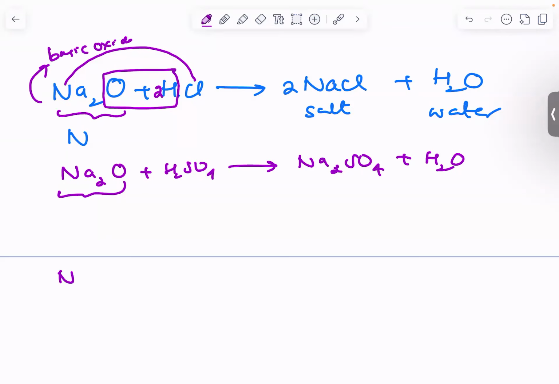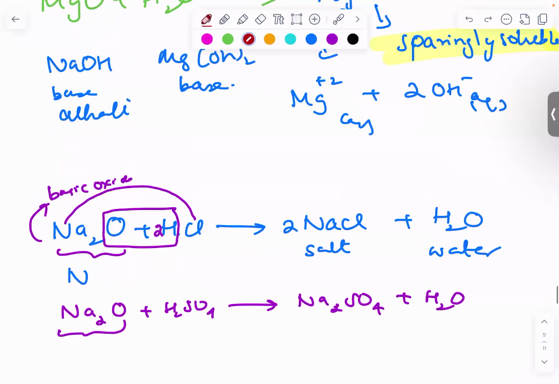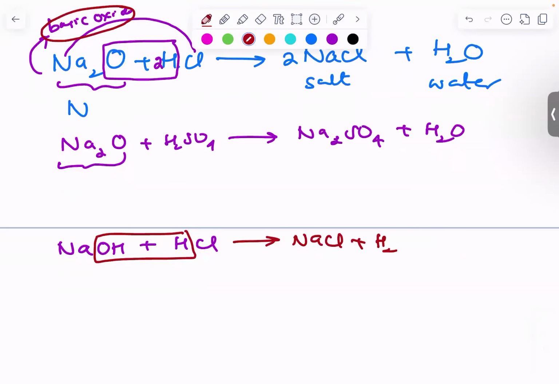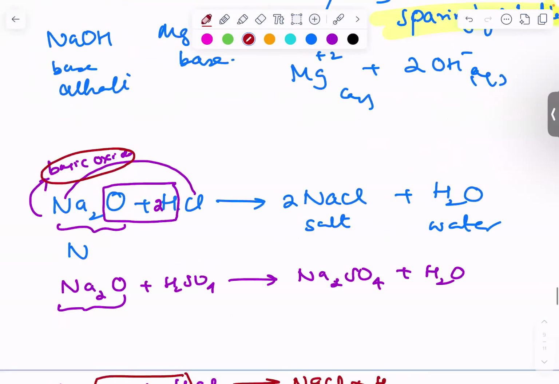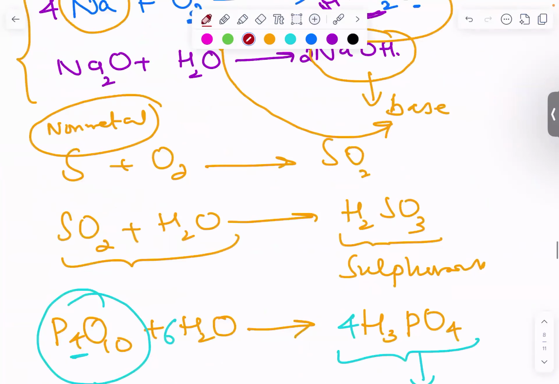Now, if you are going to react sodium hydroxide with HCl, then it is the same thing. Have a look here. This is NaCl plus H2O, water. So one and the same thing, whether you react oxide or whether you react hydroxide. Are you getting my point, Meghna? Is it clear now? So that's what I was trying to tell you, that when we have basic oxide, just a minute.